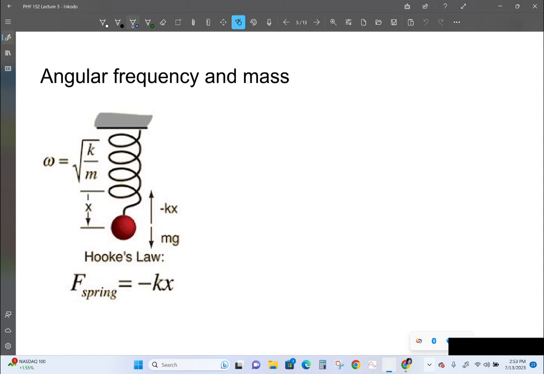All right, and we've already talked about angular frequency and mass. That angular frequency squared is equal to K over M.